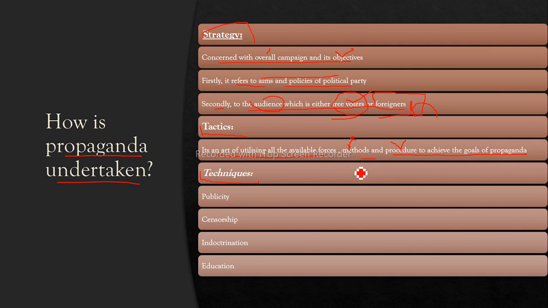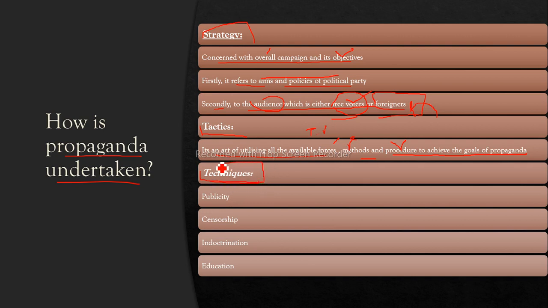So all the methods and procedures which a propagandist is going to use in order to achieve his goals of propaganda. So it will be controlling all the means of communication. The propagandist has to think of what means of communication he's going to use, like whether he's going to use TV or newspapers, press, etc. The propagandist should also decide the timing of the campaign, when he's going to start his propaganda campaign. So what will be his audience, everything should be decided by the propagandist. So all the tactics, all the procedures, everything.